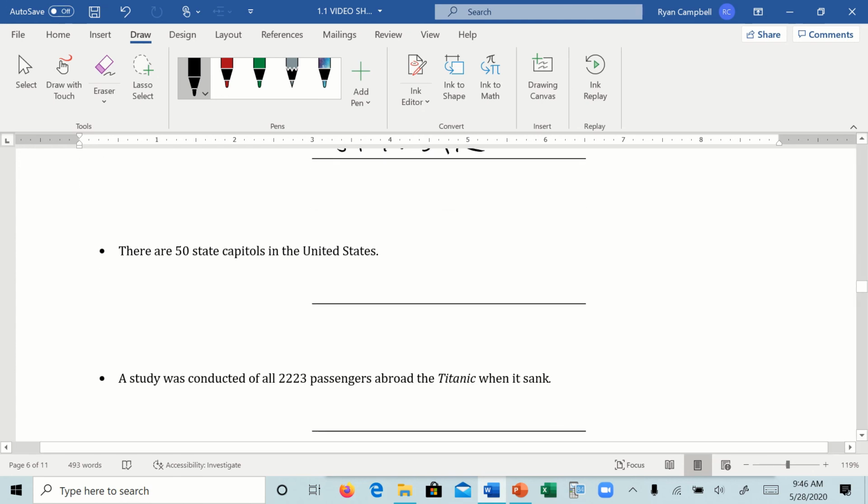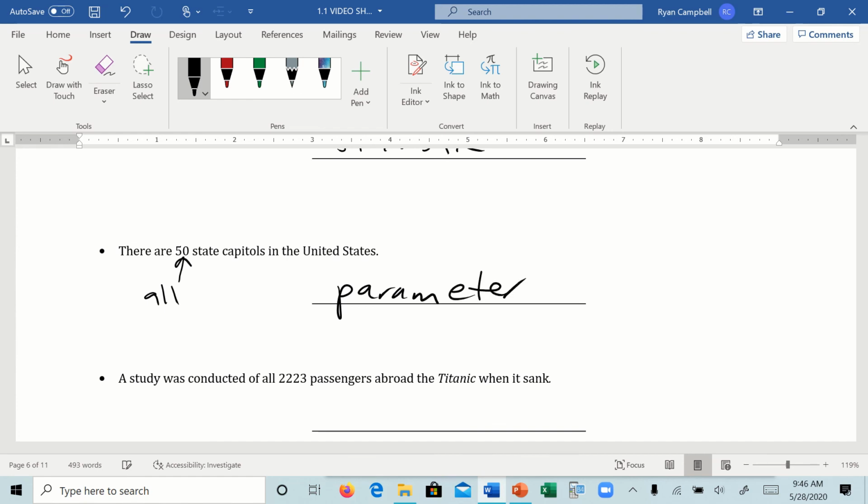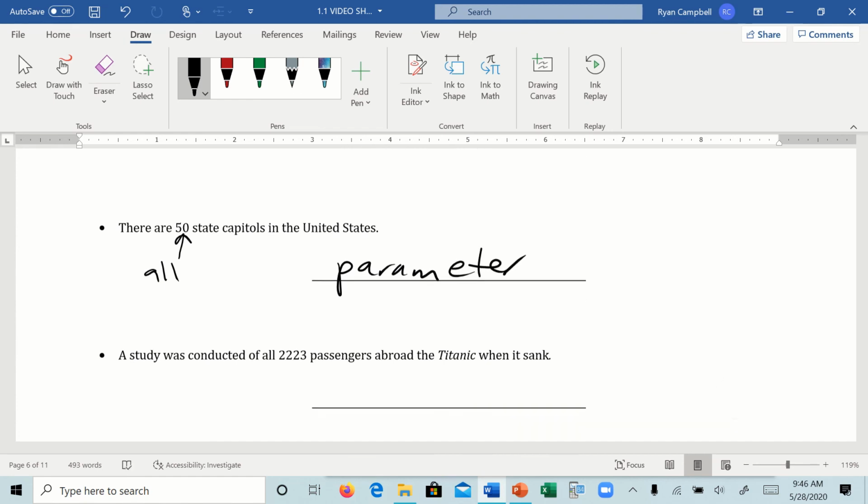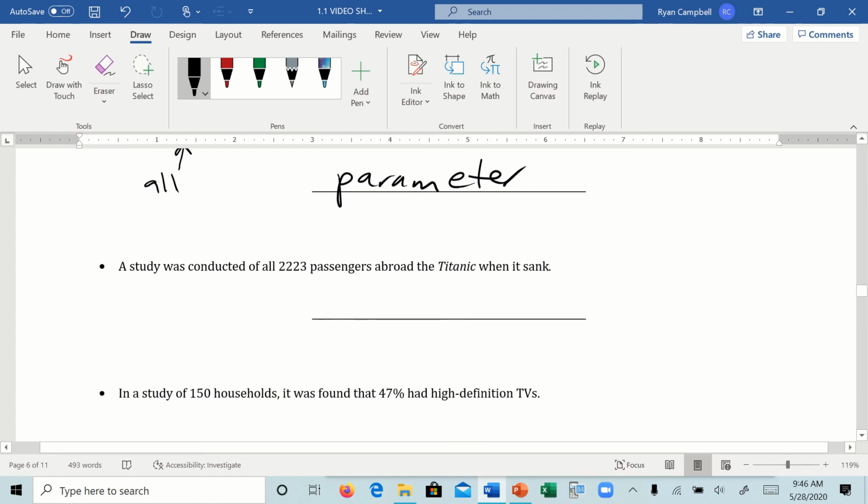There are 50 state capitals in the United States. Is that a parameter or a statistic? Well, there are only 50 state capitals, right? So that's all of them. Since it's all, that's the entire population. So this is a parameter. A study was conducted of all 2,223 passengers aboard the Titanic when it sank. Again, since it's talking about all of the passengers, that's the population. So this is a parameter.